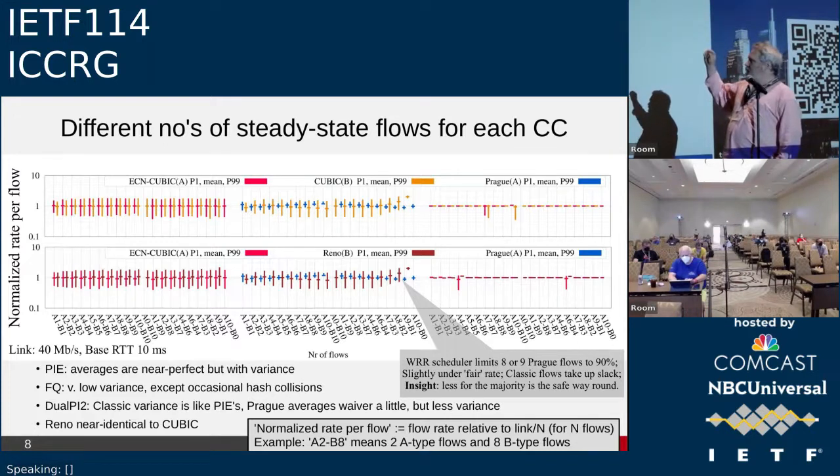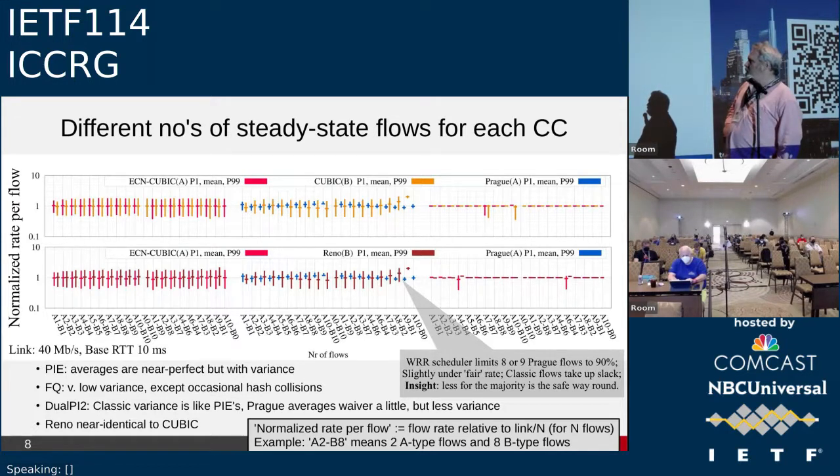I should add that the top plot is cubic, and the bottom plot is cubic versus Reno as the other flow. So the top is cubic, and the bottom is cubic and Reno for the PI case, and the middle is PI cubic at the top and PI Reno at the bottom. And you can see in the middle the DualPI2.